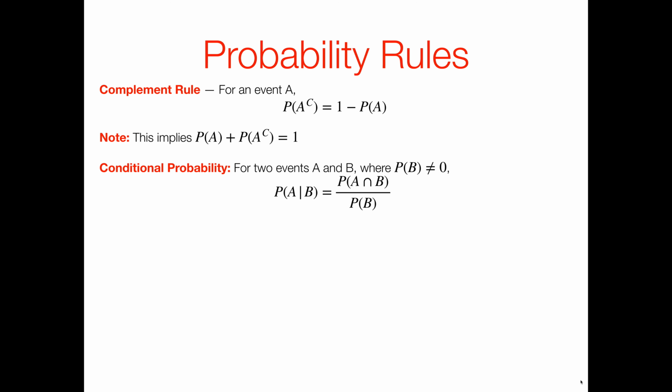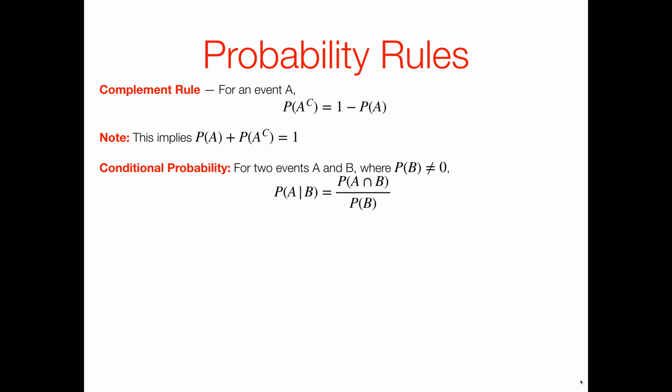Next up, we've got conditional probability. So for two events A and B, where the probability of B doesn't equal 0, because we're going to divide by it, the probability of A given B, so that's how you read that, is equal to the probability of A and B divided by the probability of B.